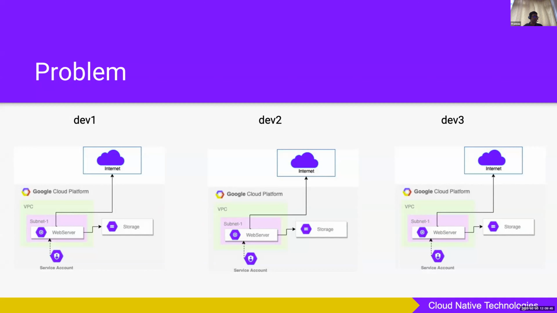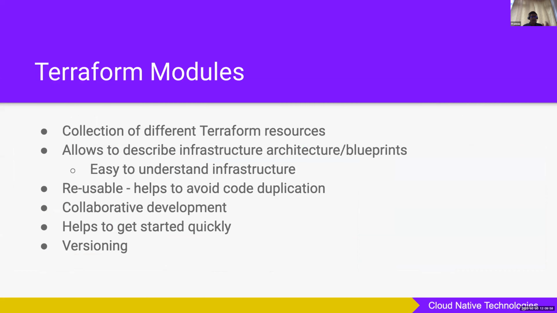The problem is once you have multiple copies of the same code, which is duplication, then the code can diverge. Like one person can change something, and the change might not be reflected in another person's code because they haven't pulled, those kinds of things. So a Terraform module is a really great way to solve these kinds of problems.